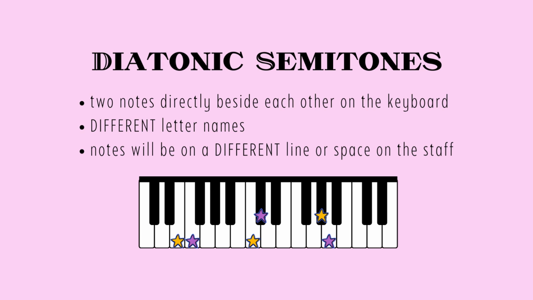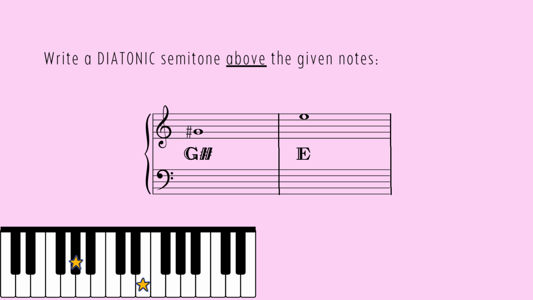So diatonic semitones are still two notes that are directly beside each other on the keyboard. They have different letter names, and the notes are going to be on a different line or space on the staff. Let's explore some examples of diatonic semitones. For this example, we are going to be writing a diatonic semitone above the given notes. So in this case, we're looking at G sharp and E as our given notes.